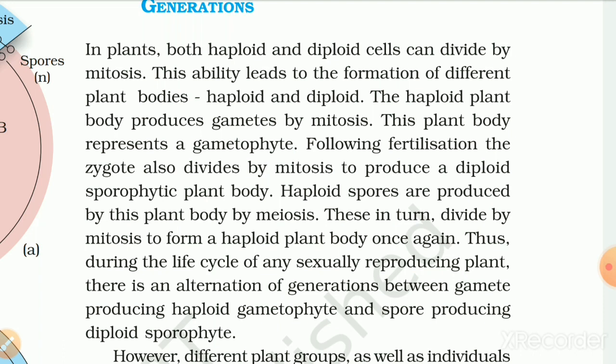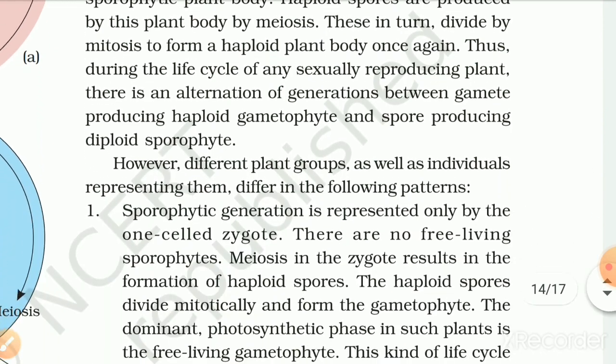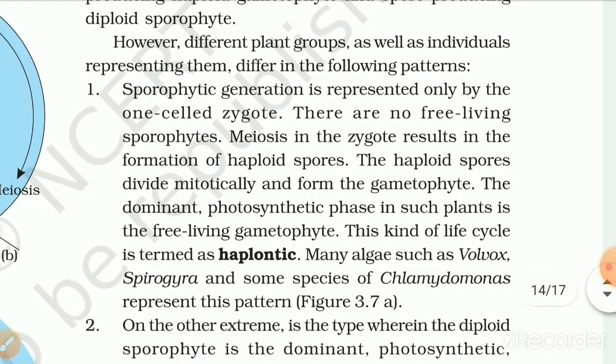Thus, during the life cycle of any sexually reproducing plant, there is an alternation of generations between the gamete-producing haploid gametophyte and the spore-producing diploid sporophyte. However, different plant groups, as well as individuals representing them, differ in the following patterns. First, the sporophytic generation is represented only by the one-celled zygote. There are no free-living sporophytes. Meiosis in the zygote results in the formation of haploid spores. These haploid spores divide mitotically and form the gametophytes.